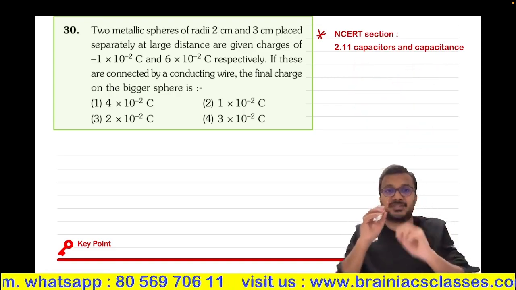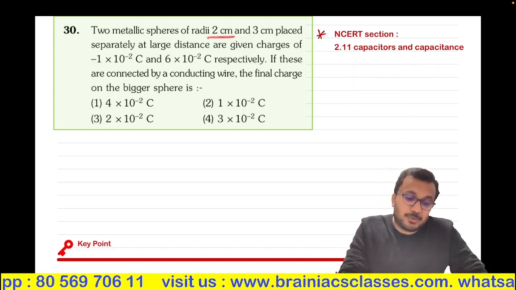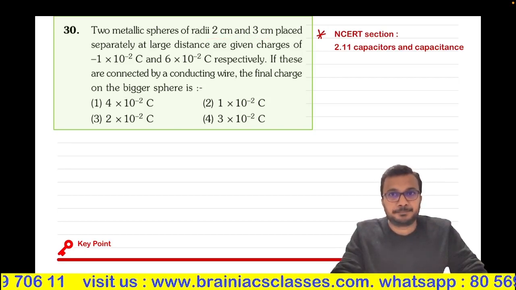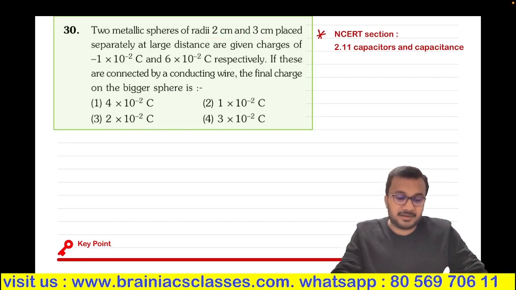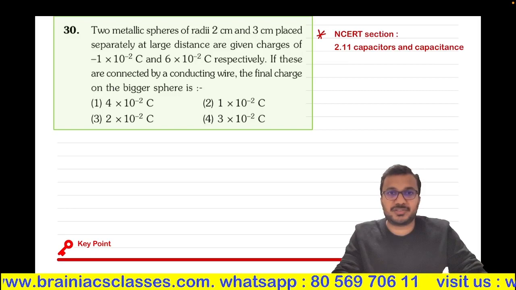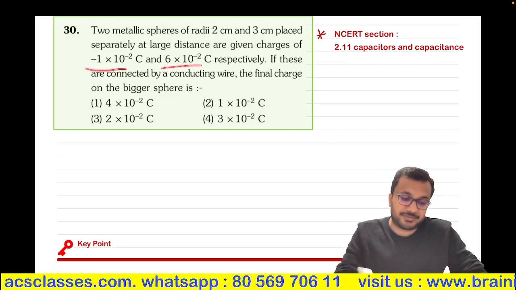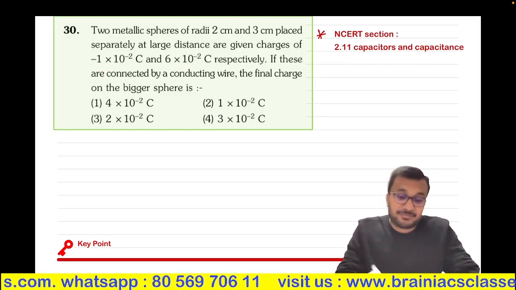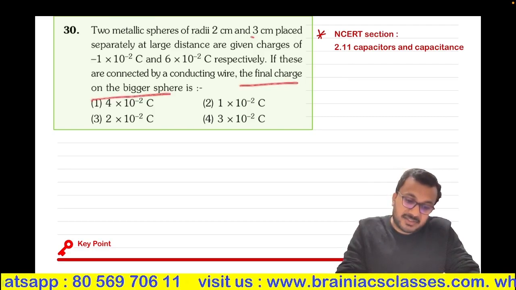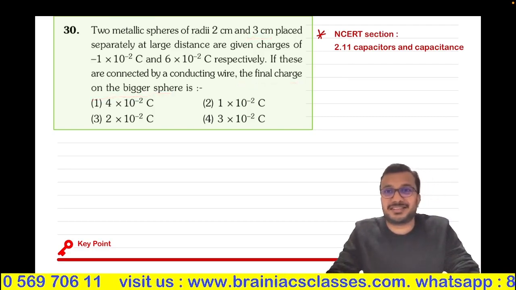That holds provided they have the same size, but here the size is not the same: 2 and 3 centimeters. They are separated by a large distance and connected using a wire. The charge values are different. The question is asking for the final charge of the bigger sphere. Bigger sphere means the 3 cm radius sphere.